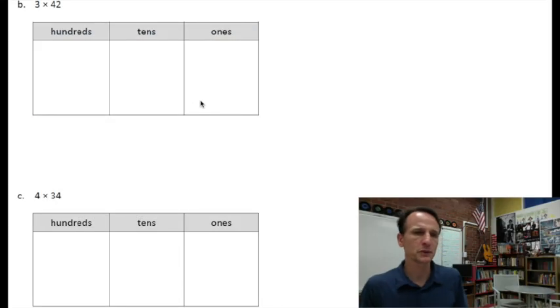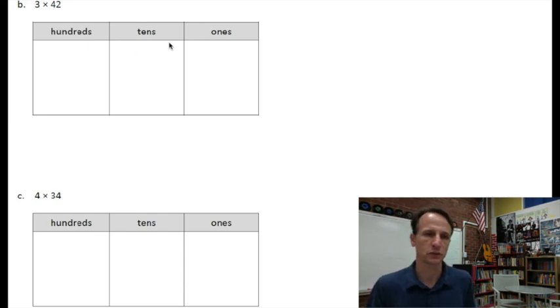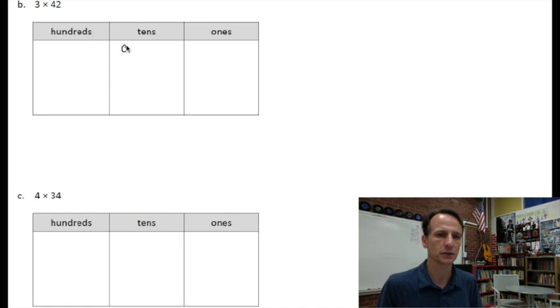And now in B, we're doing the same thing, just different numbers. 3 times 42, so same idea. So we're going to draw out our 42. 1, 2, 3, 4 tens and 2 ones. And then do it 3 times.